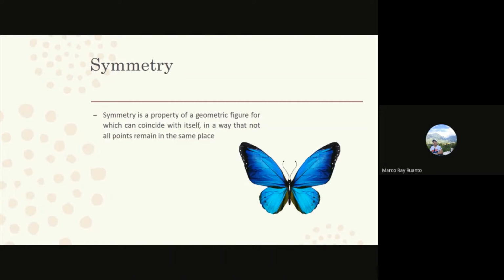Just like the half of the butterfly, if we try to divide the butterfly into half, its left wing will coincide with its right wing. So that is symmetry.